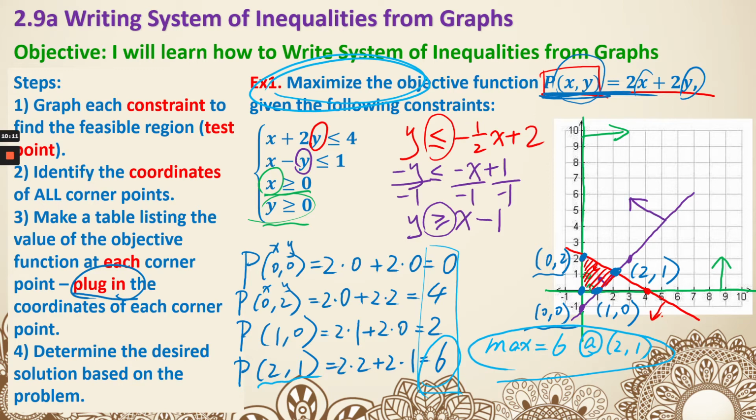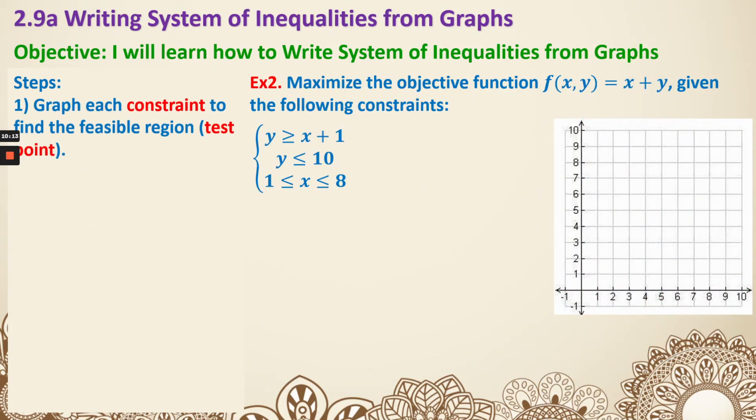Now let's move on to example 2. Go through the same process. We're going to start graphing all of these. Start from the simple one again. Y is less than or equal to 10.